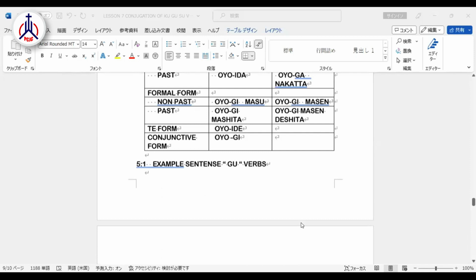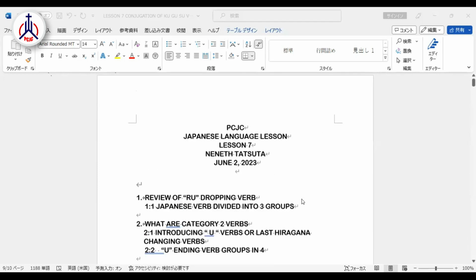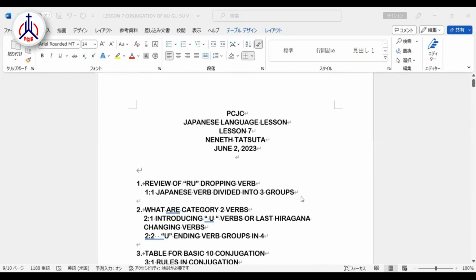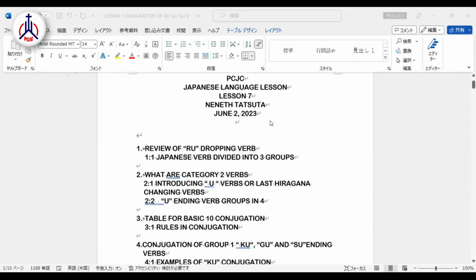We are now in our lesson 7. Wow, very fast. And we are almost 1 month in our class, right? June. So now we are in our lesson 7, and we will continue about the conjugation of verbs.